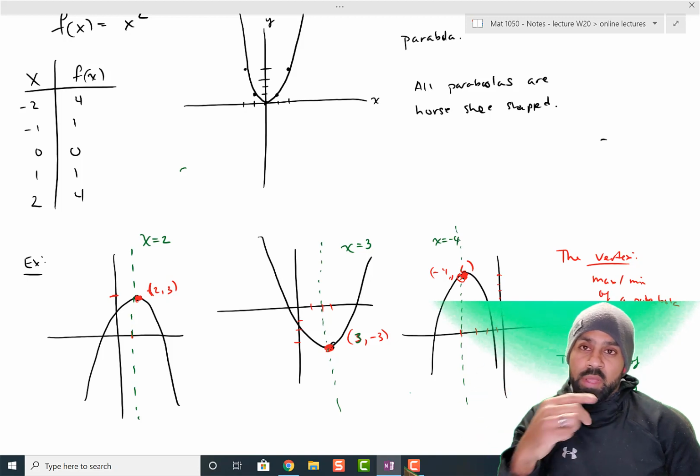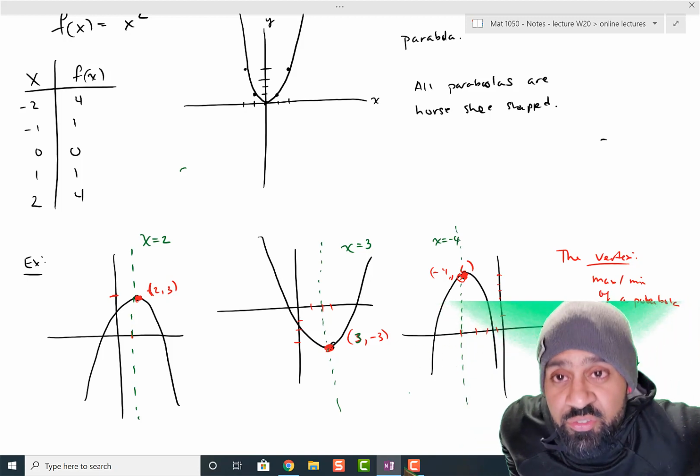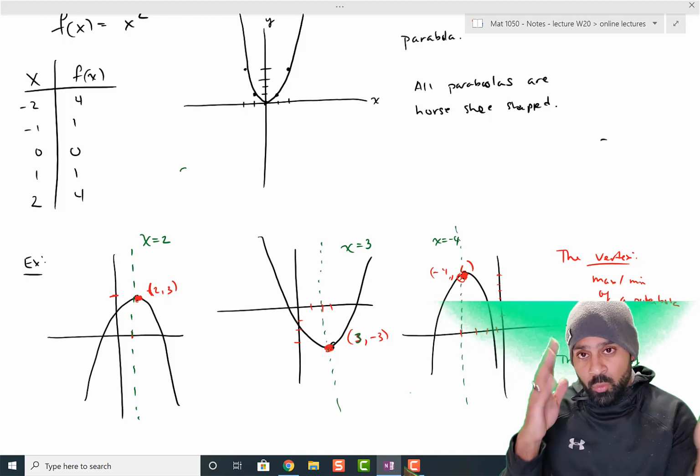All right. So when we come back, we'll talk a little bit about what changes the graphs, what transforms it, and what makes it move around and do all those good things.